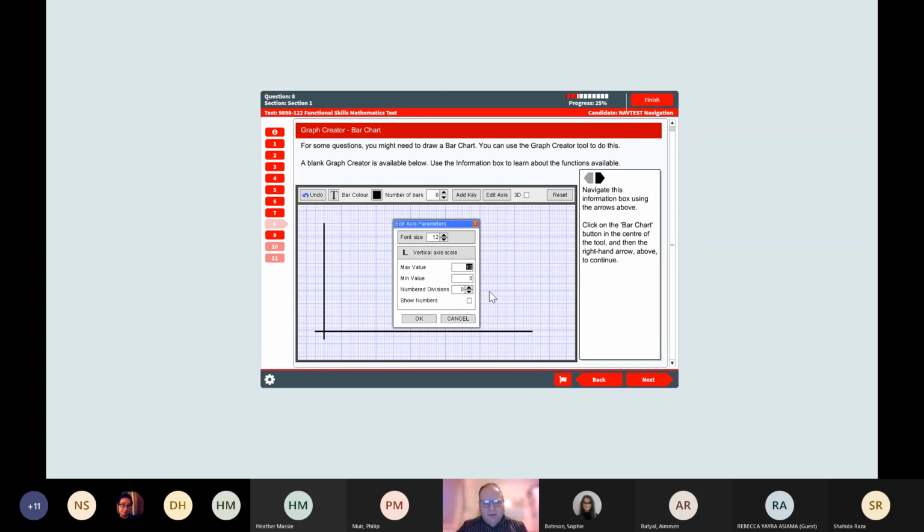And let's say the minimum value I mentioned for a bar chart should always be 0. And let's say we want our chart to go up to 100. Our highest figure is 93, so let's go up to 100. And what I want to do is do 10 divisions between there.